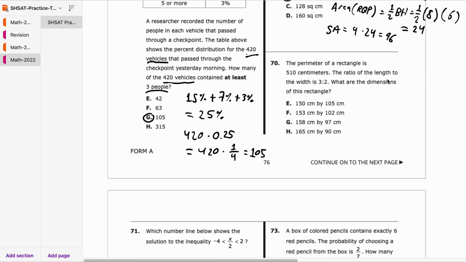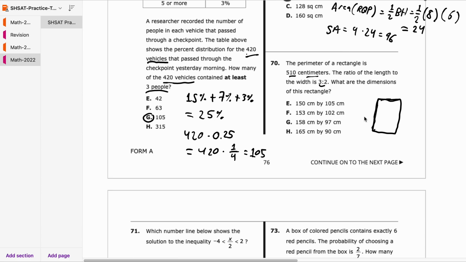Okay. And then number 70, the perimeter of a rectangle is 510 centimeters. The ratio of the length to the width is 3:2. Okay, so we might have a rectangle like this, right? So its length is going to be slightly longer than its width. Its ratio is 3:2. What are the dimensions of this rectangle? So we basically want to know what the length is and what the width is.